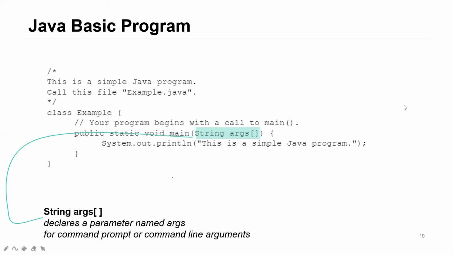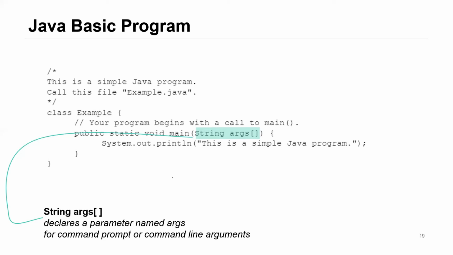Next is String args. String args declares a parameter named args. Whenever you run a Java program with the command prompt or you want to give command line arguments, then String with square brackets args is used. So basically, it takes input from you via command lines. If you don't use command line arguments, then it has no purpose in your code.